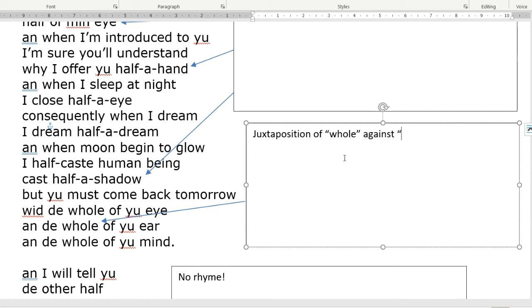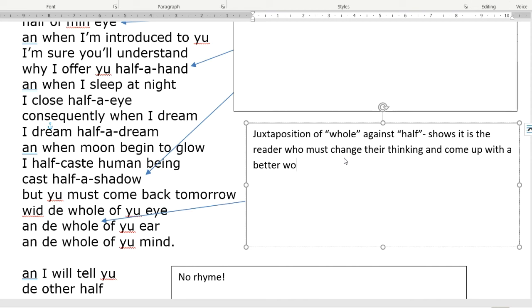And this is a juxtaposition to the word half, which he was repeating earlier on in the poem. And when he's saying the word whole, he's talking about the features of the reader. And what he's saying in this part is that the reader is the person who must change. He doesn't need to change, it's the reader. And we must change our thinking. And ideally, we need to come up with a better word.